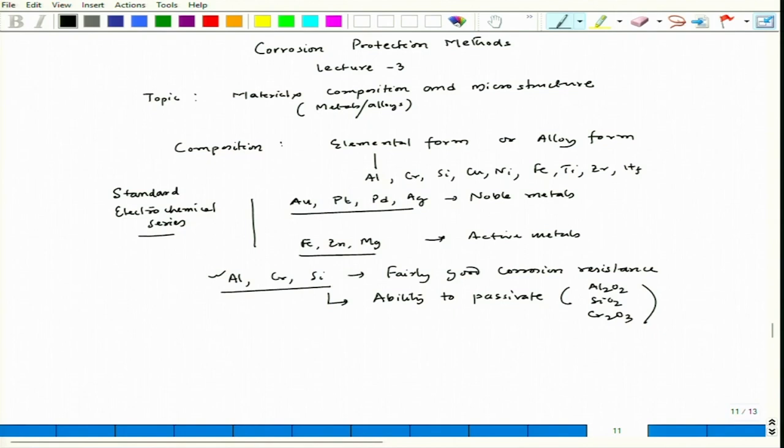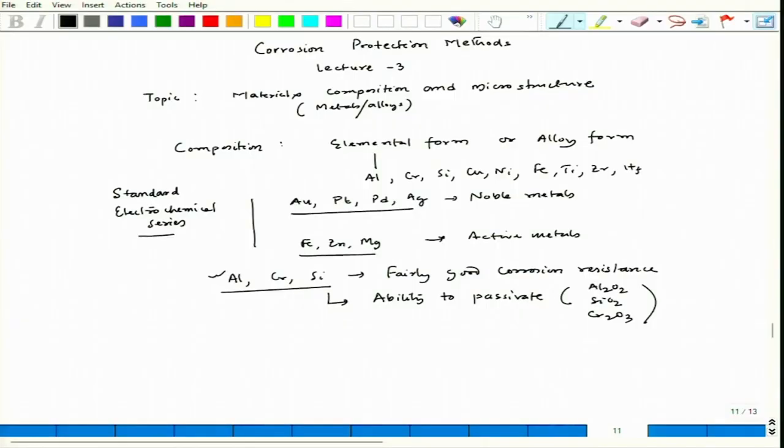Now, most of our applications use alloy forms like aluminium alloys. Chromium is used in alloying with iron. Silicon, again, is used along with iron. For copper, there are copper based alloys. There are nickel based super alloys, titanium based alloys, zirconium based alloys. And when we say iron based, that means the iron content is mostly the maximum.